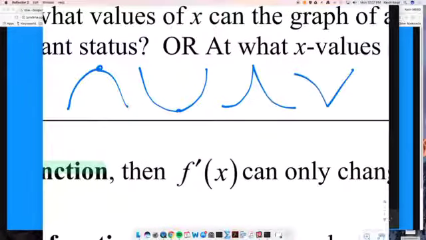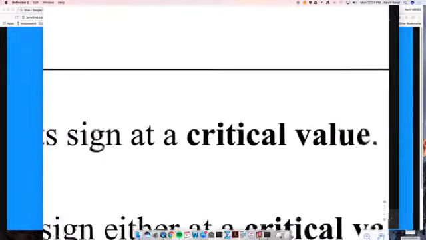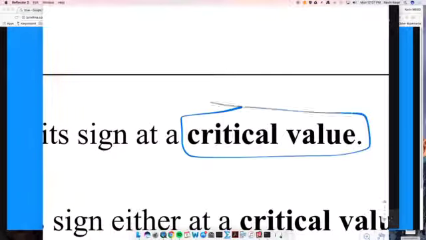For a continuous function, a function can only go from increasing to decreasing or decreasing to increasing at a specific type of x value. What are those types of x values? Very good. In the start of this chapter, we define those to be critical values. So for a continuous function, if we can find the critical values, those are the possible locations where f prime changes sign.